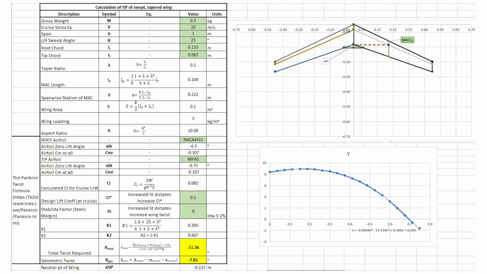This methodology was also implemented into some of the theory used in this quick design spreadsheet that I made, which basically takes a few inputs like weight, velocity, sweep, taper, and the root and tip airfoil polars, specifically their zero lift angles, and returns the necessary geometric twist for a basic flying wing of a predetermined CL and static margin.